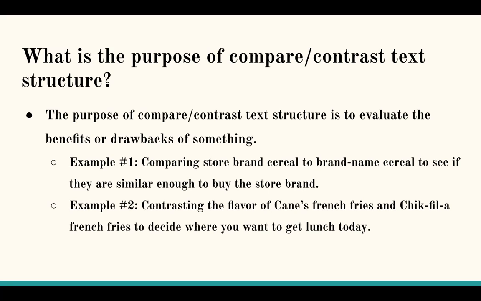All right, so in example number one, you would use compare and contrast, for example, at the grocery store, looking at the similarities between store brand cereal and brand name cereal to see if they're similar enough to buy the store brand, which of course is the cheaper brand. In example number two, trying to decide where to go for lunch, you're contrasting, or you're looking at the differences in the flavor of Cane's French fries and Chick-fil-A French fries to decide where you want to get lunch today. Honestly, neither, I would say Popeyes French fries are the best.